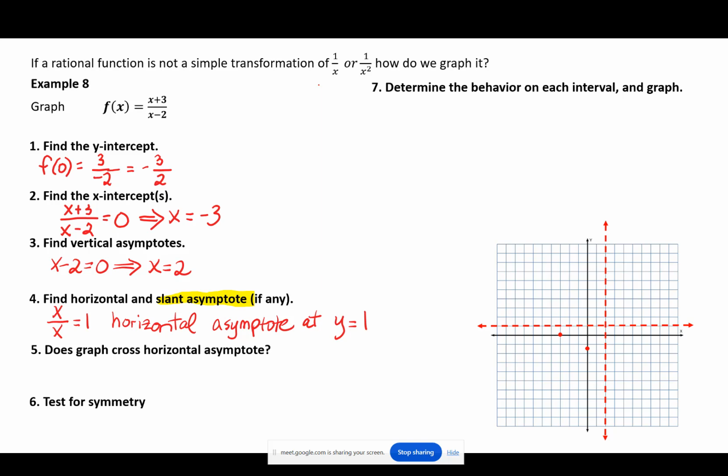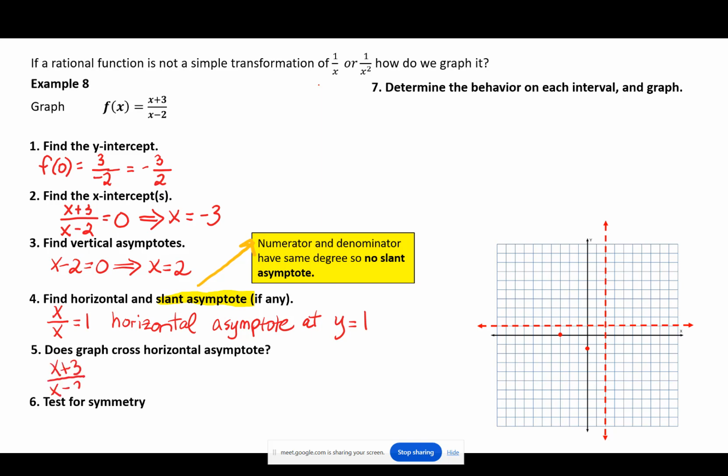Oh, sorry, there is no slant asymptote, because in order to have a slant asymptote, the degree of the numerator has to be 1 greater than the degree of the denominator, and that's not happening here, so there is no slant asymptote. All right, so to see if it crosses the horizontal asymptote, we would just say x plus 3 over x minus 2 equals 1, because the asymptote is y equals 1, and then we'll solve for x.